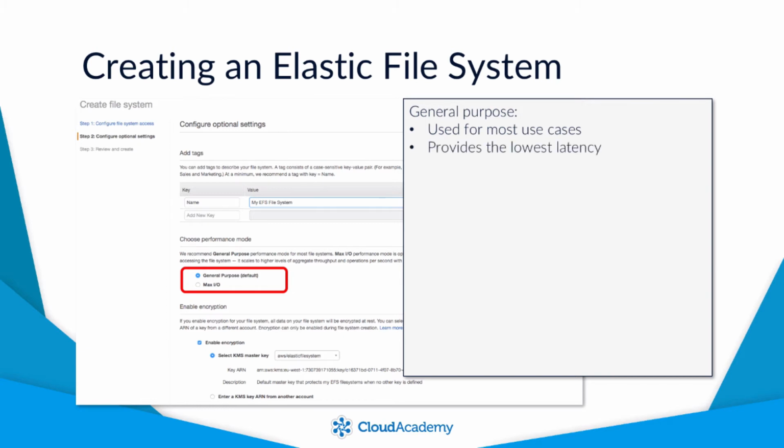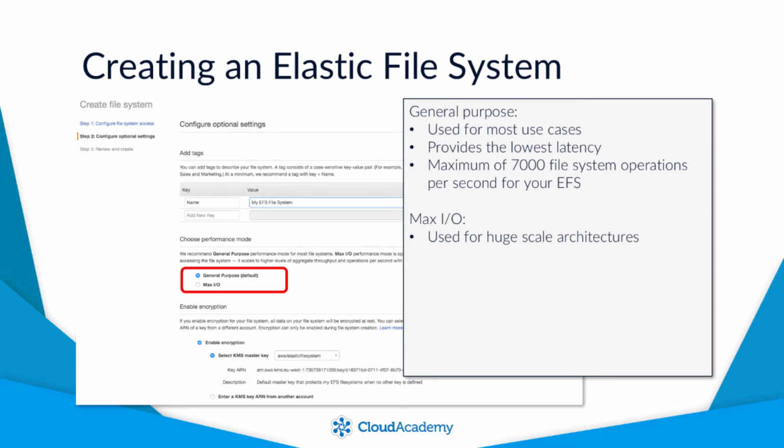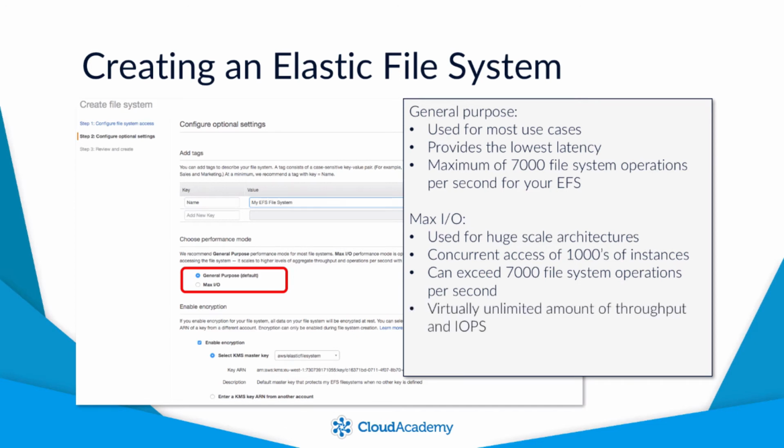It has the lowest latency out of the two different modes and will work with many different application workloads. There is a limitation of this mode, allowing only up to 7,000 file system operations per second to your EFS file system. If, however, you have huge scale architectures where your EFS file system is likely to be used by many thousands of EC2 instances concurrently and will exceed 7,000 operations per second, then you'll need to consider max IO. This also offers a virtually unlimited amount of throughput and IOPS in addition to additional latency to each IO.